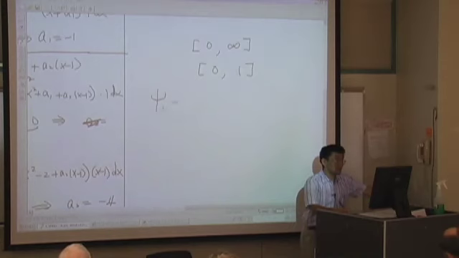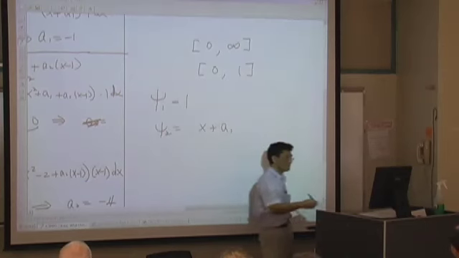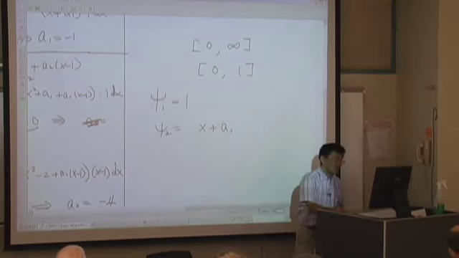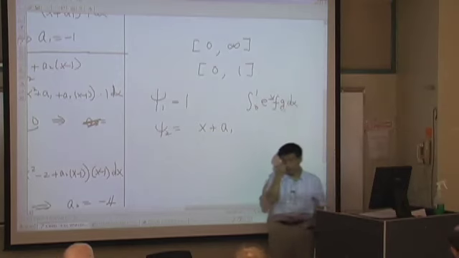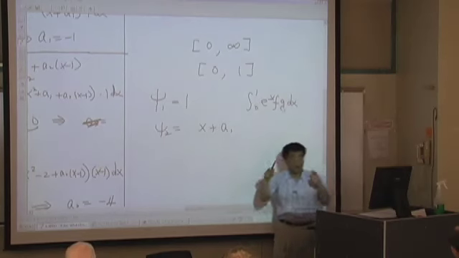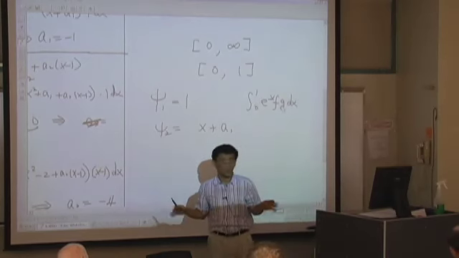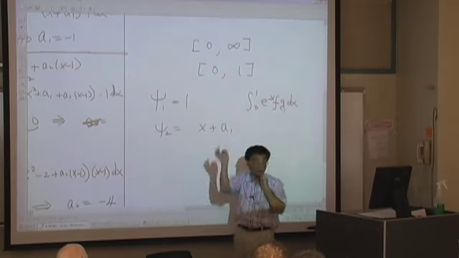So psi 1 is 1. Psi 2 is x plus a1 times this one, right? So this is psi 2. Now, the inner product is what? The interval is from 0 to 1, and then e to the power of negative x, f, g. This is the inner product, right? Everything is the same but the boundary. Because of this boundary change, everything should change. You cannot just copy the Laguerre polynomial and say that's the answer. No, that's completely wrong.